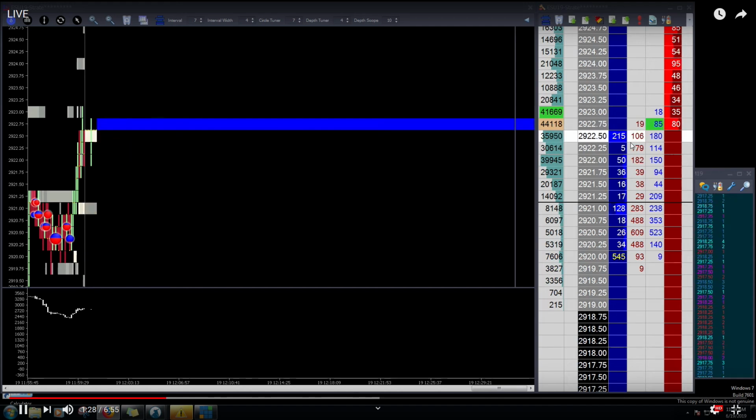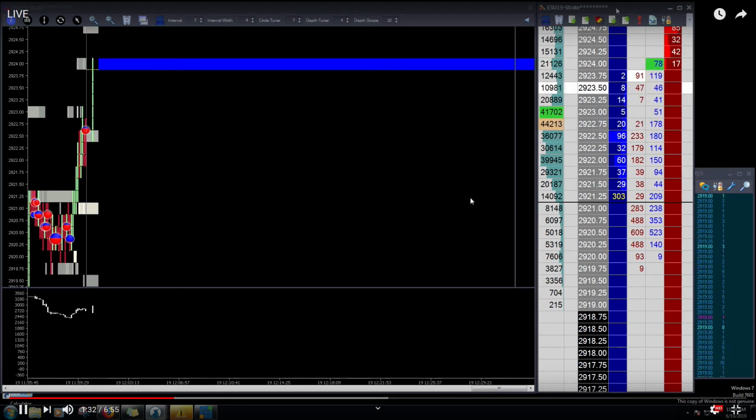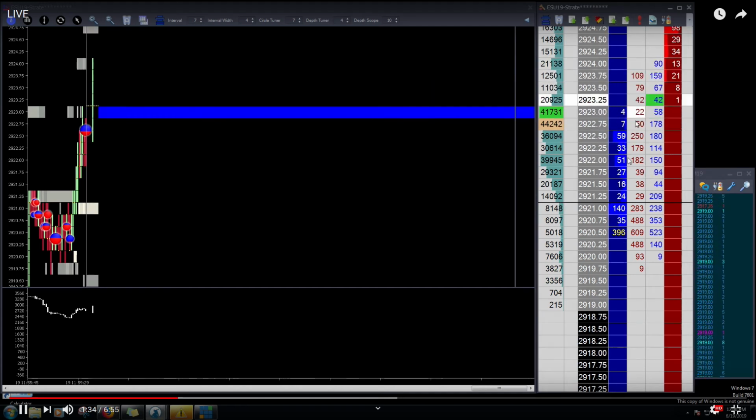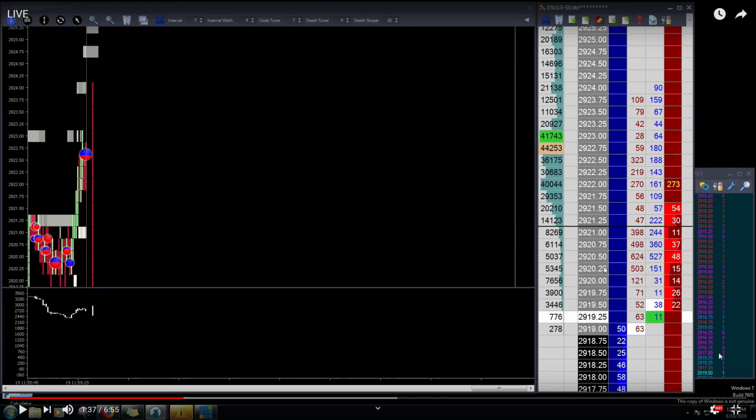Okay, now we have this 200 that just pulled up. Now the tape's starting to move a lot. Now it's starting to zip around really quick. The market's still pretty thin. Now the tape is really moving quite a bit. Look at all this pink and red, okay? And then the market just falls down.